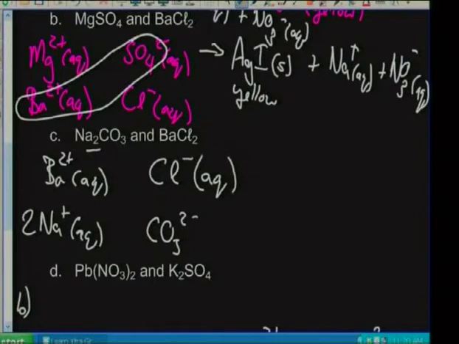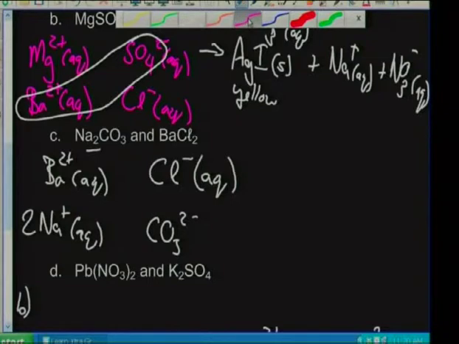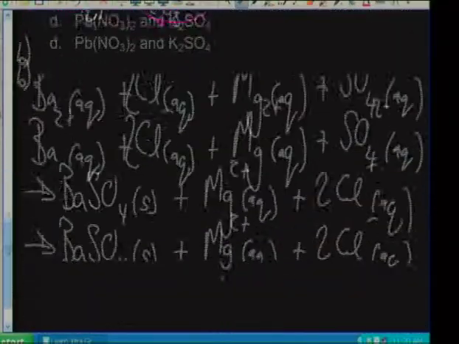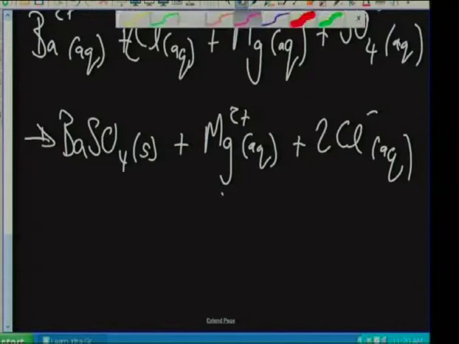Okay, what's going to happen? We're going to swap partners, and when we swap partners, we're going to see that the barium and the carbonate are going to get together. So can we write the balanced equation? Yeah, you can do it. And I'm sure you've got it sorted by now, but let's just write it out very quickly over here.